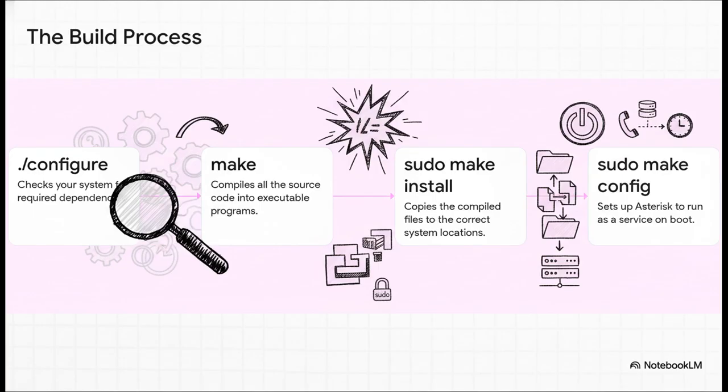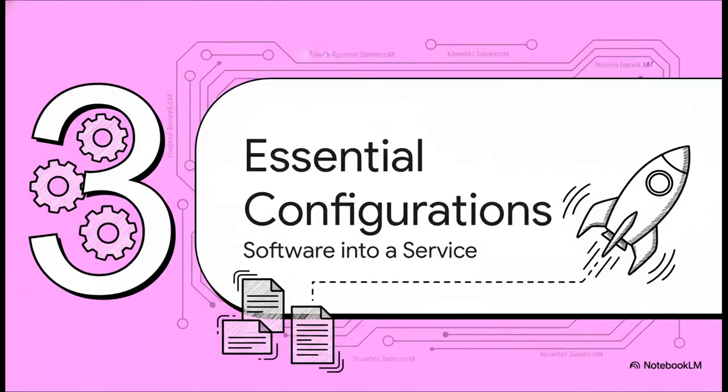After that, sudo make install copies the new files where they need to go, and finally, sudo make config sets Asterisk up to run as a service when your server boots. Okay. The software is installed, but it's not quite ready to start. It's like a car with no key in the ignition. We need to create a few super minimal configuration files just to get it to start up cleanly.